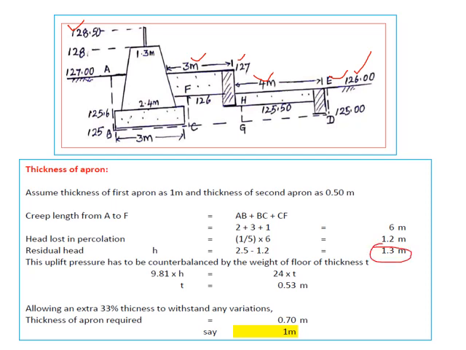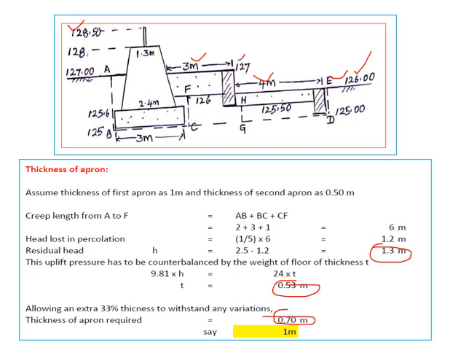Now we know that the uplift pressure, 9.81 into 1.3, should be equal to 24 into thickness. So therefore the thickness of the floor is to be provided such that the weight of the floor has to balance the uplift pressure. So now allow an extra 33% thickness to withstand any variations. So therefore you can multiply by 4 by 3, that gives about 0.7 meters. So therefore I have provided 1 meter.